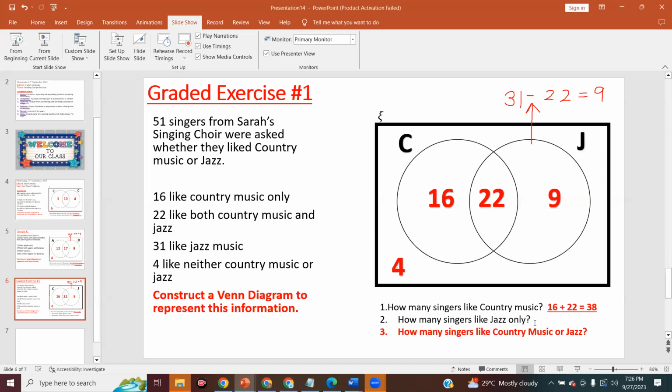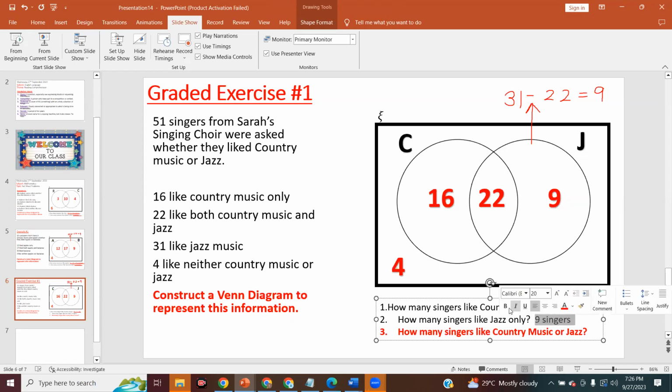All right. Number 2. How many singers like jazz only? 9. 9 singers like jazz only. Very good.